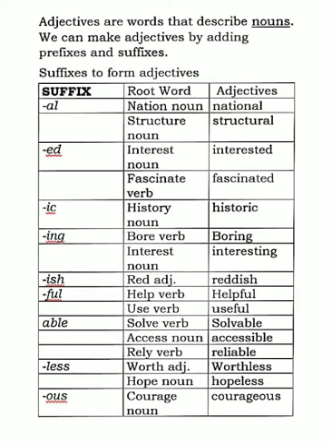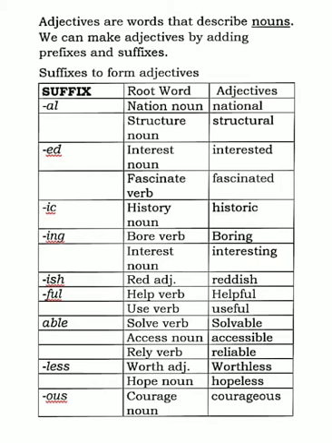Then come to the next suffix, less. Worth is an adjective, and its adjective form will be worthless. Hope is a noun and its adjective will be hopeless. Then come to the next one, ous. Courage is a noun. If we add ous, courage plus ous, the adjective form will be courageous. I hope it is clear.